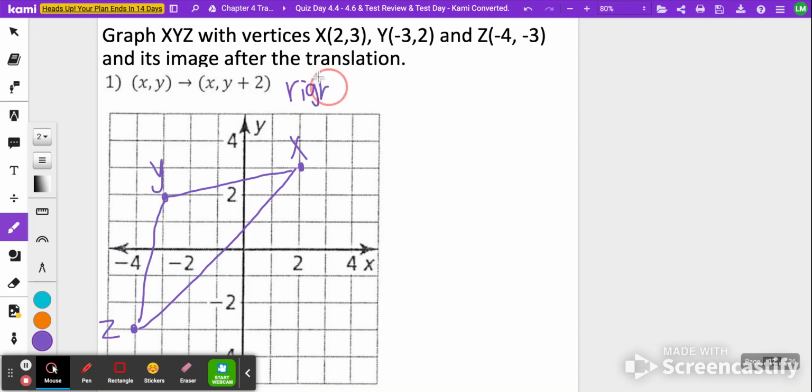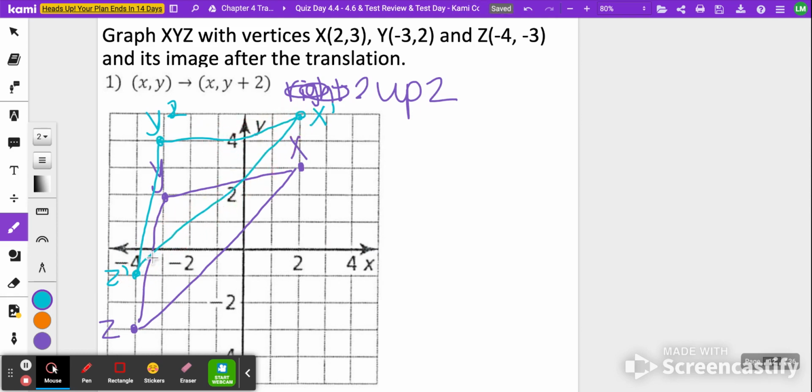So that means we're not moving to the right, we're moving up 2. So we're going to take each point and just scooch them up 2 points, x prime, y prime, and z prime, so that it's just shifted slightly above one another, connecting the points. We notice that the translation is still a rigid motion, not changing the size or the shape.